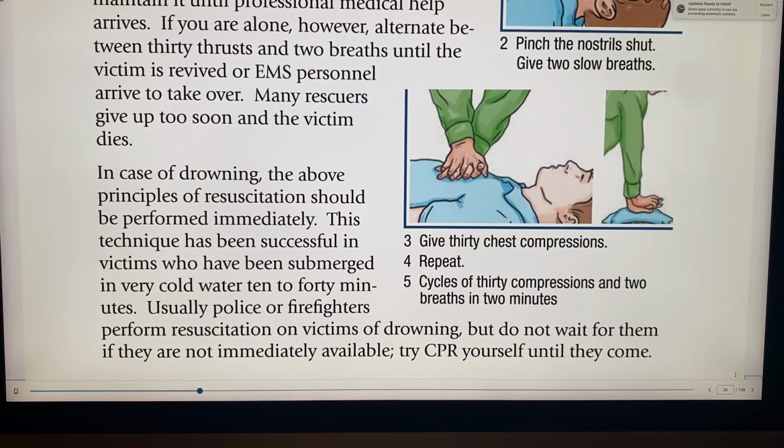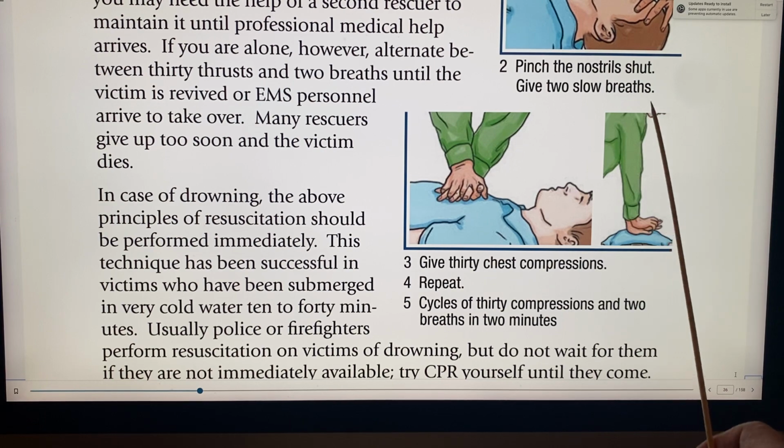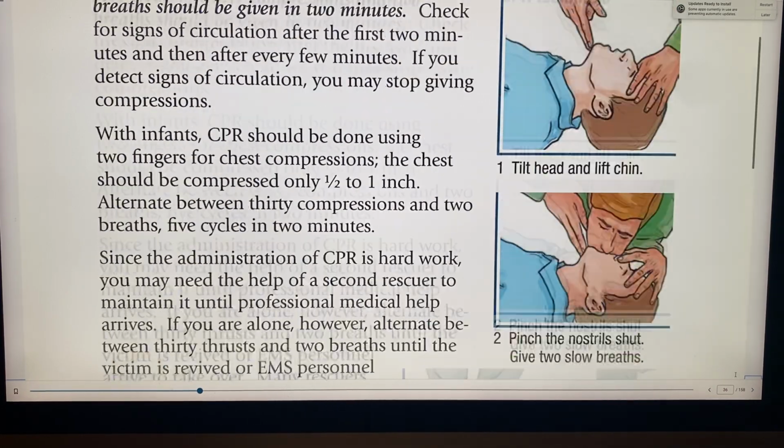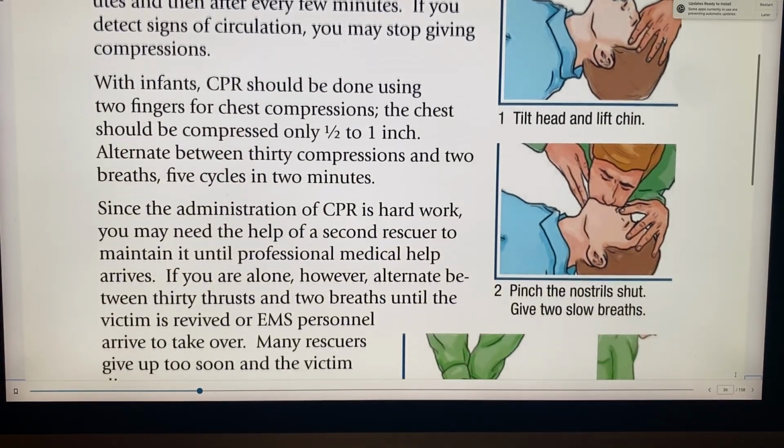Then you're going to give 30 chest compressions. See the technique here? You're going to measure right above the end of their sternum and put one hand on top of the other. You're going to lift the fingers off so the fingers are not pushing down and breaking ribs. Then you're going to go straight down, and repeat the cycles of 30 compressions and 2 breaths in 2 minutes. It's hard to find 2 minutes. How many cycles did they say? 5 cycles of 30 compressions, and then 2 breaths given.